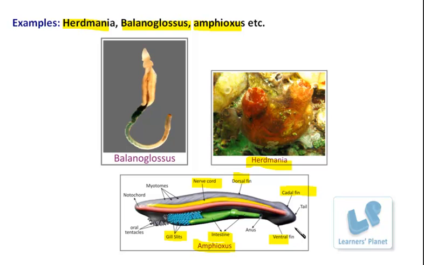Further, I will continue in the next session, and there I will discuss the next group, known as the Vertebrata. Vertebrata or the Euchordata, in which the notochord is replaced by the developed structure known as the vertebral column. So we will continue in the next session.